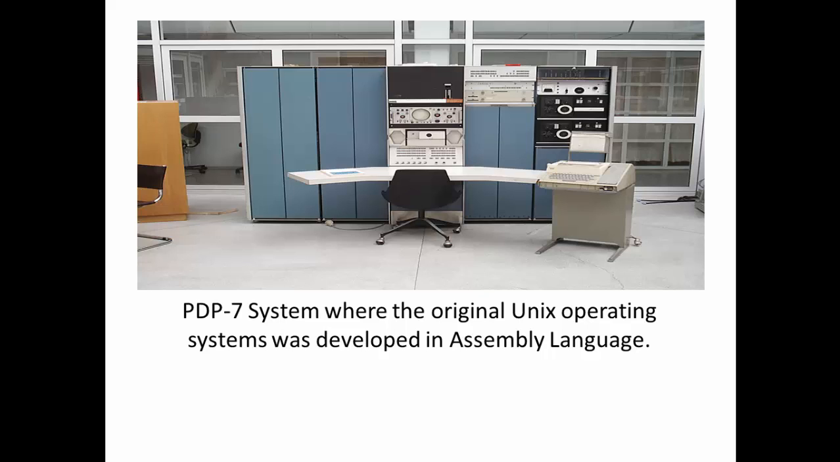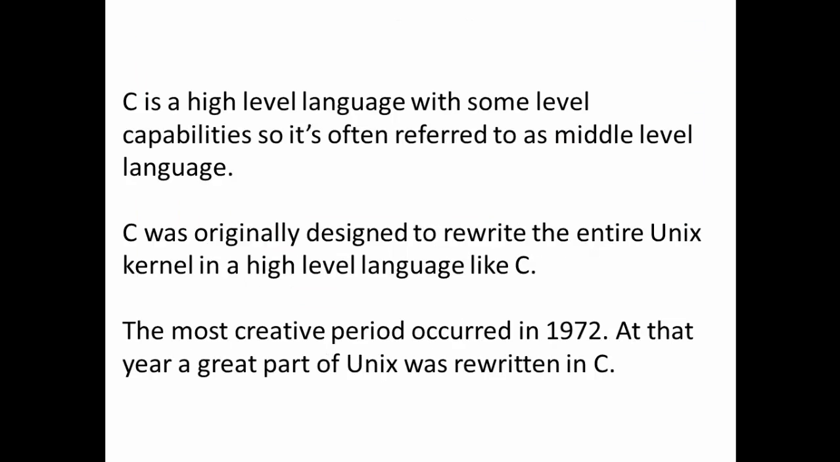So then what happened is, C is considered a high level language with some low level capabilities. So it's also referred to as a middle level language. Originally, the intention of the developers of the C language was to rewrite the entire kernel of the Unix operating system in a high level language like C.